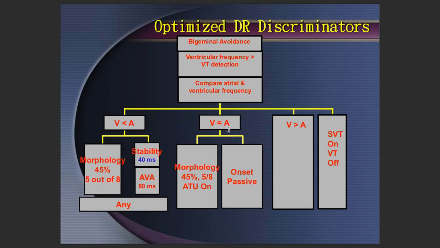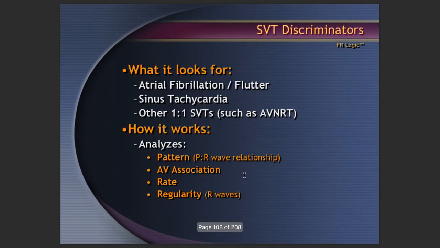Similarly, if V is equal to A, then again morphology is dependent, almost for the 45%. And for that, you can try to look at the onset, for example. So this is how you should look at it. So what may it look like? It could be sinus tachycardia, atrial flutter, atrial fibrillation, or even 1:1 SVT.